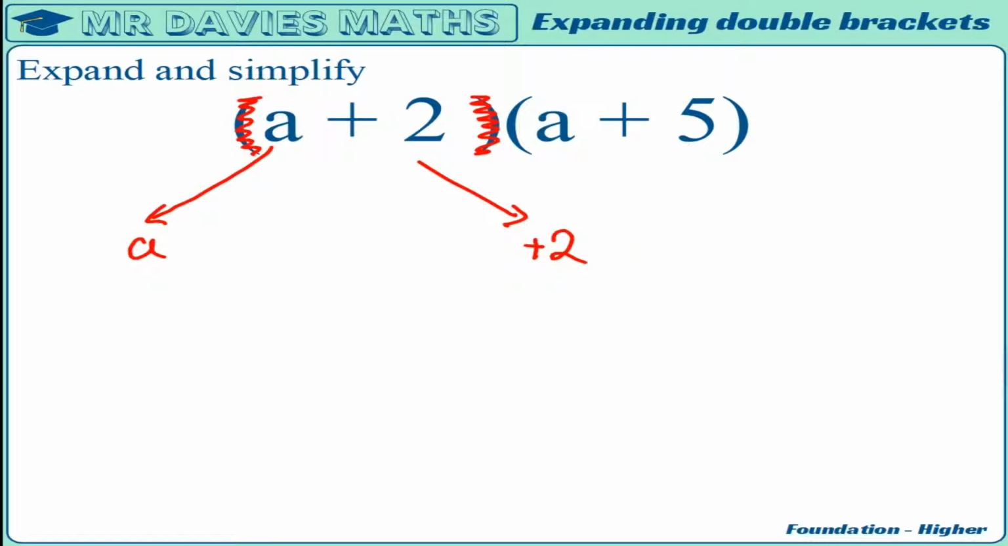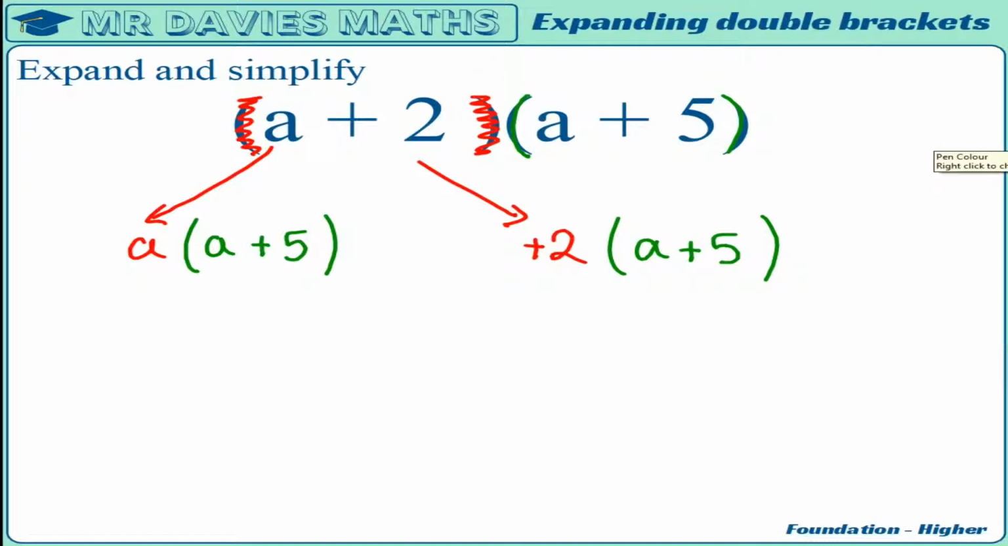Right, the next thing I'm going to do is look at my second bracket. This bracket here is going to appear there and there. I'm going to repeat this bracket. I'm going to call it the repeated bracket. A plus 5 in both of them. So this bracket was an A plus 5, so I put it here and I put it here. Now what we've really got is two single bracket questions.